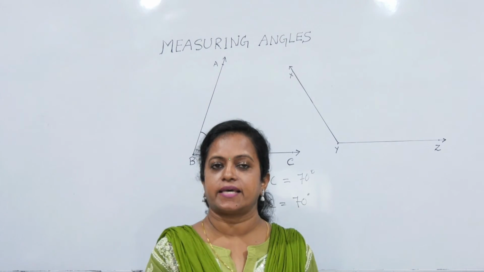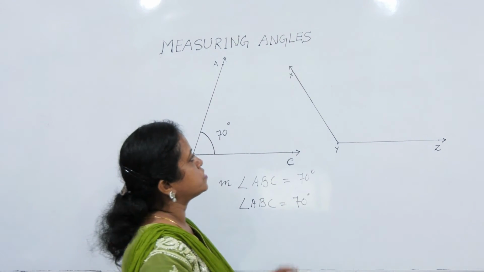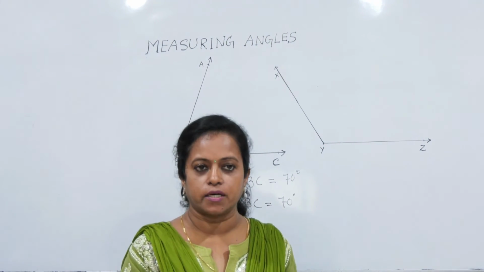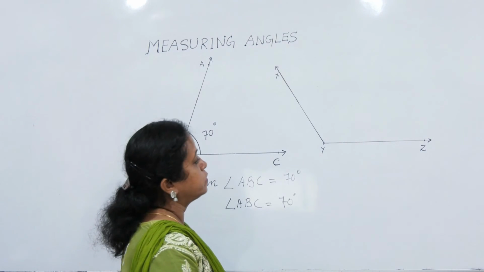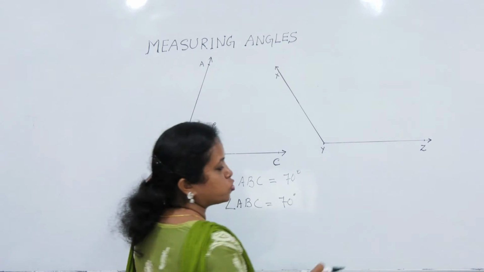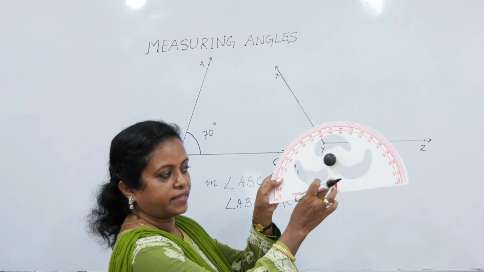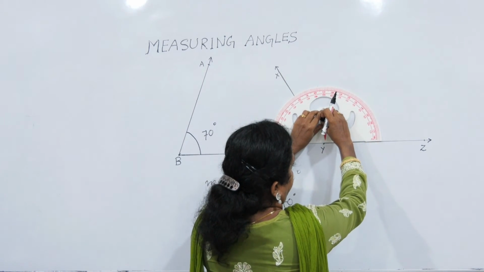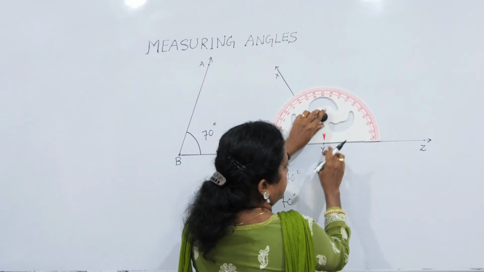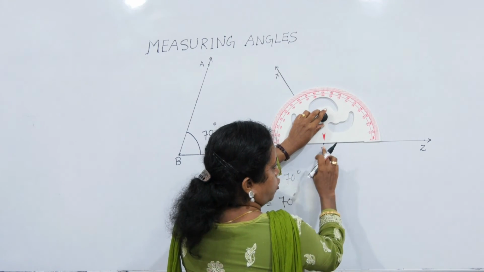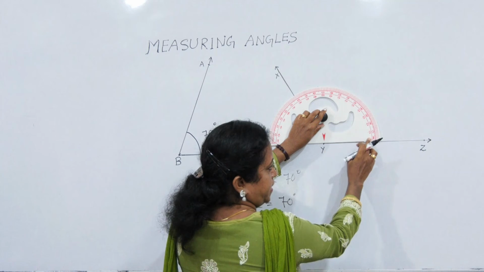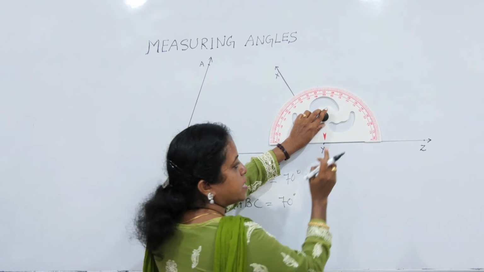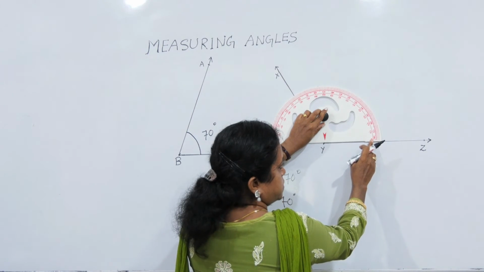Let us see another example. Here you can see an angle which is named XYZ, and I have to find the measure of this angle using a protractor. So how do we start? You know here the vertex is Y, so I have to place the protractor in such a way that the midpoint of the protractor lies on the vertex Y. And I have to adjust the protractor so that the straight edge of the protractor is on the ray YZ. Again I can see the two readings starting from 0 and 180. Which is the scale which I have to choose? I have to choose the scale which starts from 0.